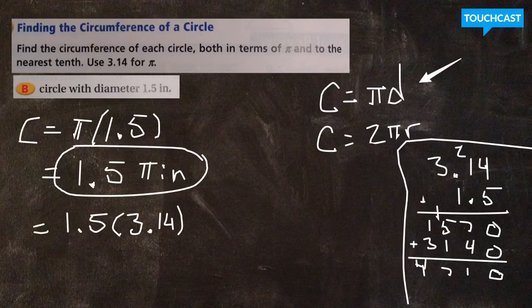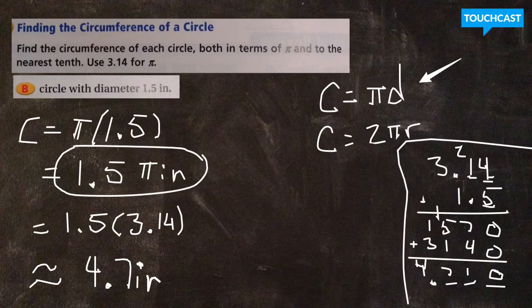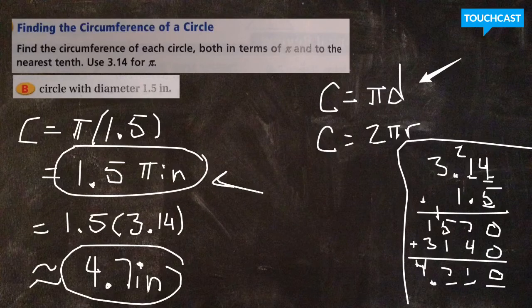4, 7, 1, 0. We had 1, 2, 3 numbers that followed the decimal, so we will have 1, 2, 3 numbers to follow our decimal in our answer, which means that we can approximate to the nearest tenth that the circumference is 4.7 inches. We have two answers, one in terms of pi and one estimated to the nearest tenth. We are done with our first example.